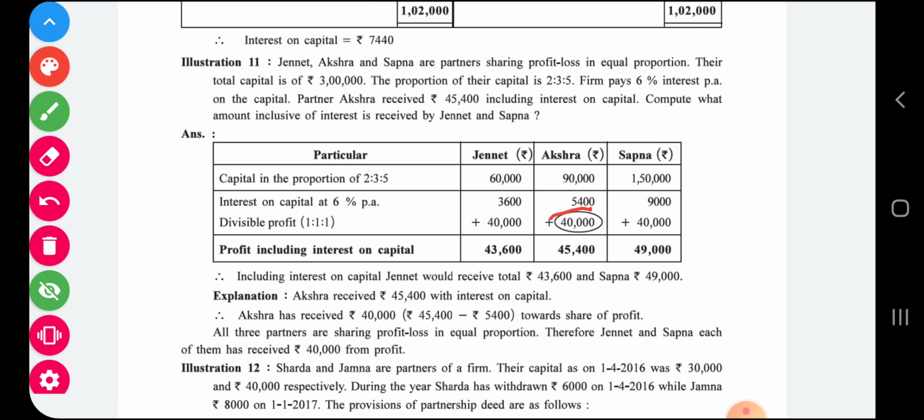Now if the profit of Akshara is 40,000, then obviously the profit of Jeenat will be 40,000 and the profit of Sapna will be 40,000, as their profit sharing ratio is equal, 1:1:1.